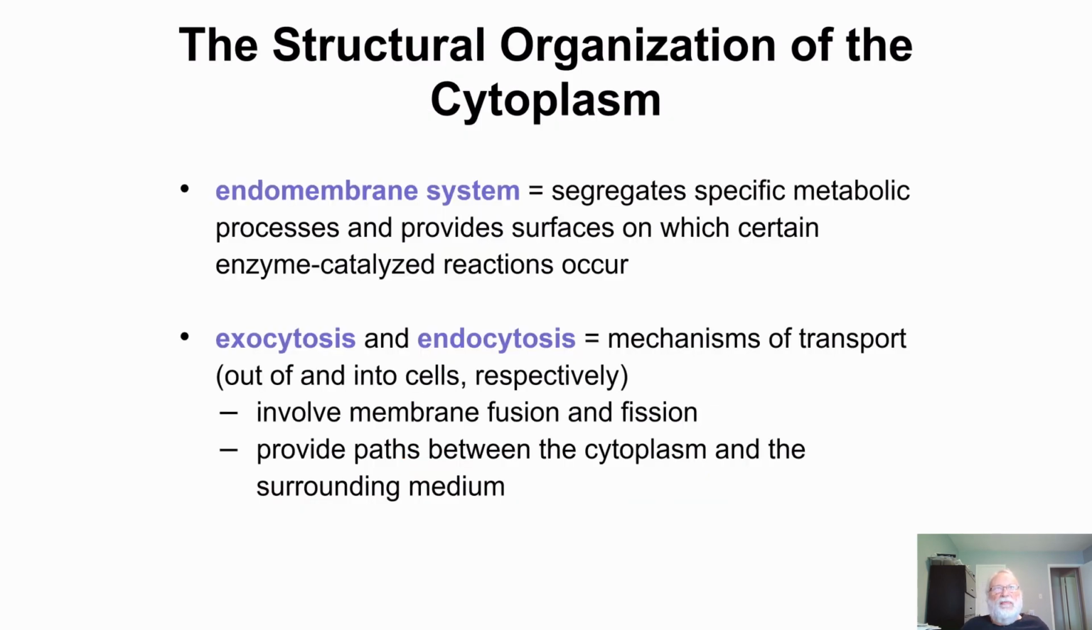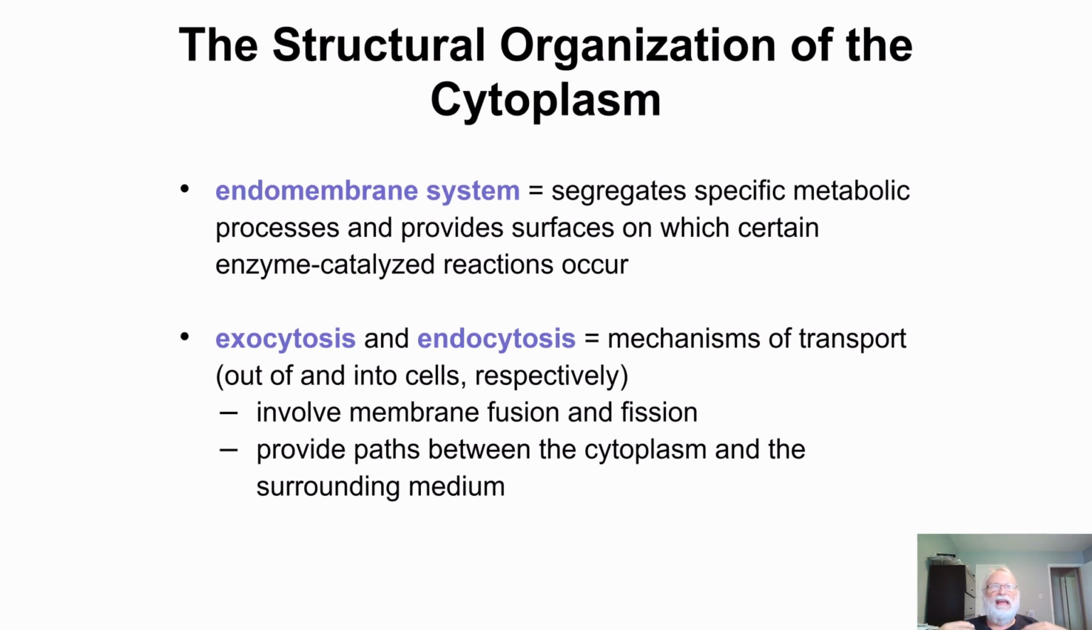Now, I made reference to the endomembrane system. We'll go into it in much more detail in chapter 11, I think, in our book. But it basically segregates the cell into different sections. So there are different metabolic processes that happen in certain places, and the endomembrane system helps with that. The endomembrane system is also involved in exocytosis, meaning outside the cell, and endocytosis, meaning inside the cell. Exocytosis is the export of things outside the cell. Endocytosis is taking things up from the media and into the cell.